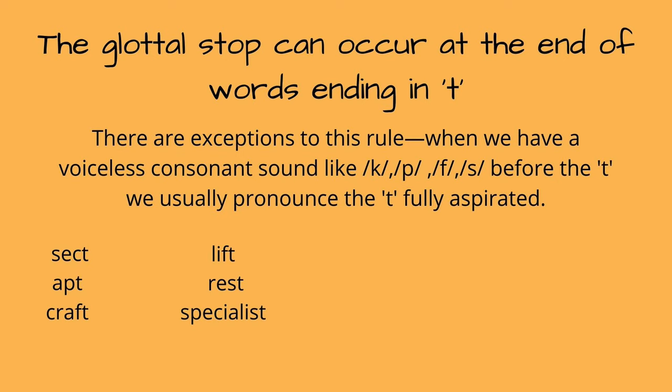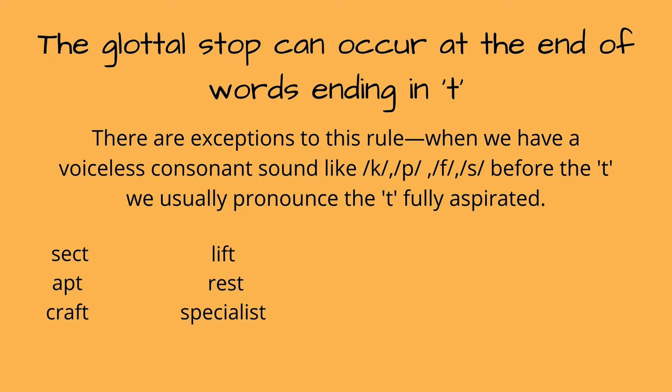I know it might be difficult to hear the difference between no T and the glottal stop, but let's do a little practice. Let's take that last sentence, we're going to need a bigger boat. If I were to say boat with a glottal stop instead of the true T, I would say boat. But if there was no T, it would be bow. A little different.